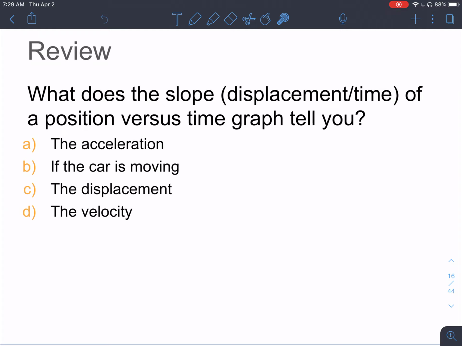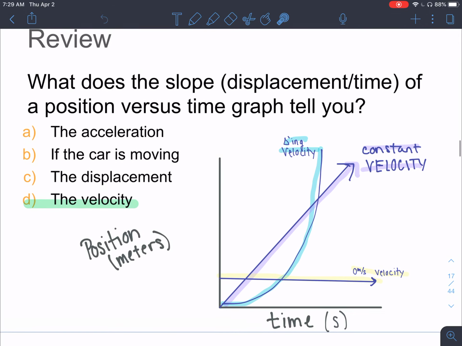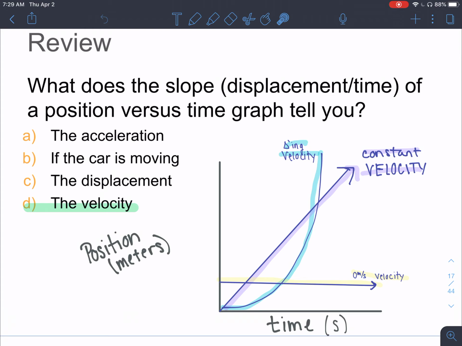What does the slope, distance or displacement over time, of a position versus time graph tell you? Right, these graphs tell you the velocity. I have an example drawn to the right here. If it was a flat or horizontal line, it would be a zero velocity. If it were a linear line like this, it would be constant. And if it was exponential, it's changing velocity, which is the same thing as something accelerating. But no matter what, the slope of the line is telling you the velocity. This one is just a changing velocity.